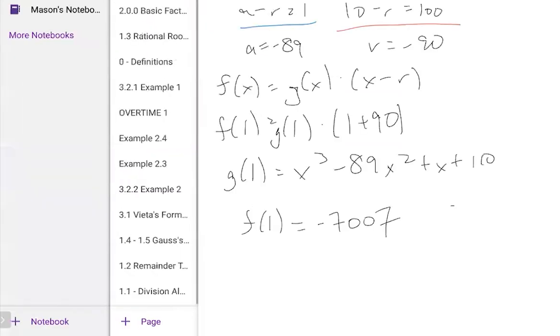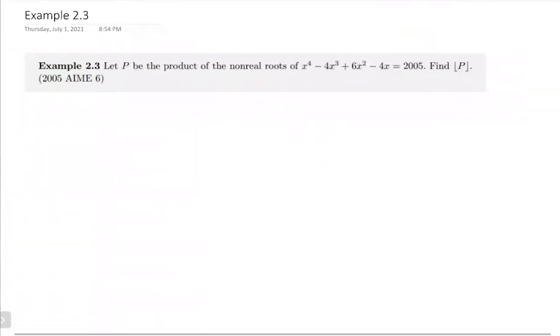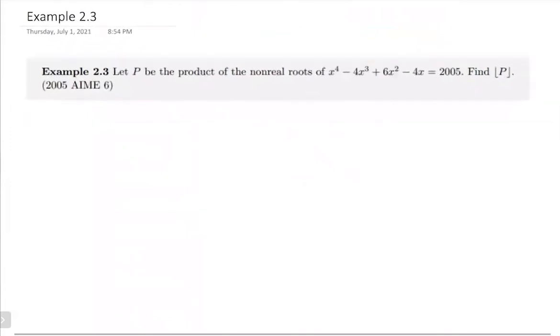All right, so I think we have 2 more examples. All right, so here's another example. Let p be the product of the non-real roots of x to the fourth minus 4x cubed plus 6x squared minus 4x equals 2005. And here, what comes in handy is the binomial theorem.